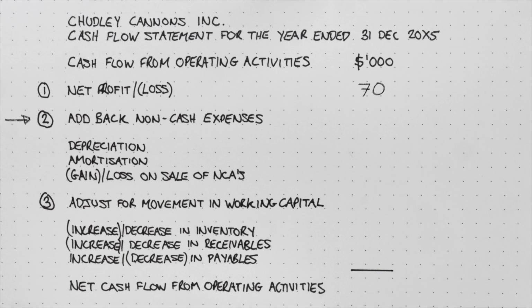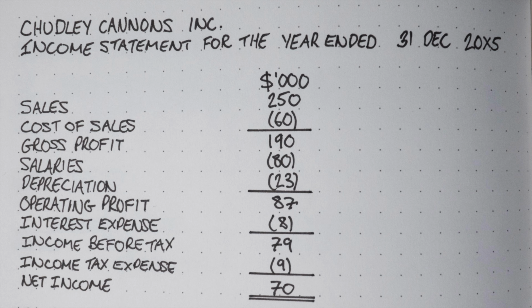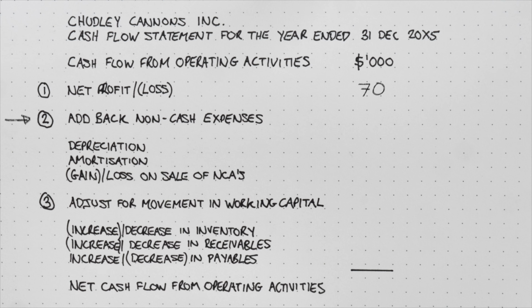Next, we have step 2. This is where we need to add back all of those non-cash expenses that are shown in the income statement. We've got to reverse these out of our net profit in order to get closer to the cash flow figure. To do this, we look over the income statement and search for any depreciation, amortization, or gain or loss on disposal of non-current assets. In this case, we can only see depreciation of $23,000. So we need to add back 23 into our calculation to adjust for depreciation.